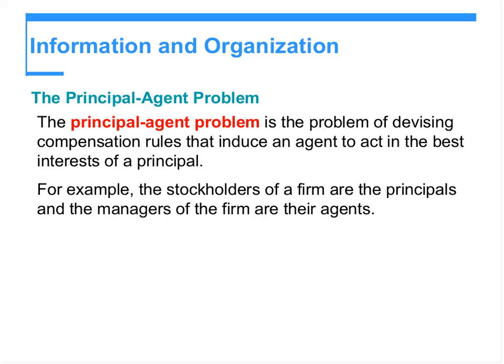So the principal agent problem, what is that? The principal agent problem is the problem of devising compensation rules that induce an agent to act in the best interest of a principal. For example, the stockholders of a firm are the principals and the managers of a firm are their agents. The fact that you, as a manager, do your best to get your stockholders happy is the principal agent problem. If you don't do so, stockholders are not going to be happy, so you may even lose your managerial position simply because of that. The fact that you as a manager or supervisor do your best to get your stockholders or shareholders happy is this principal agent problem.